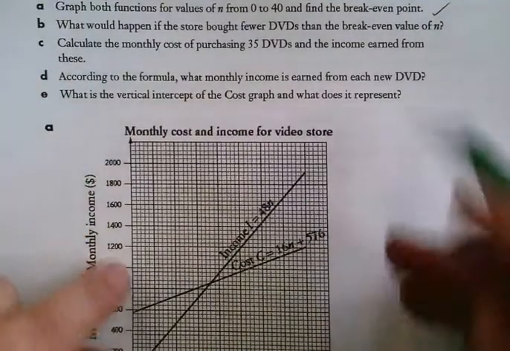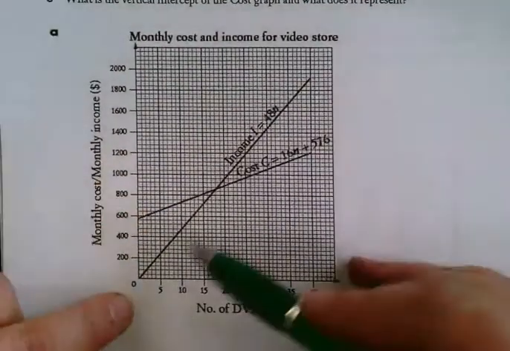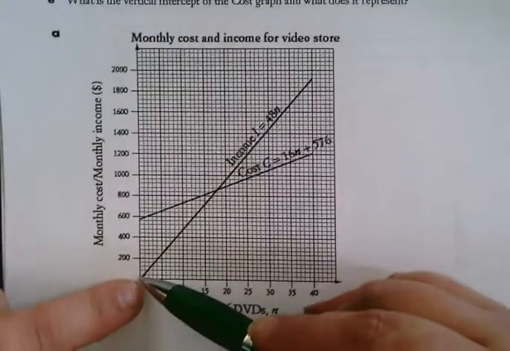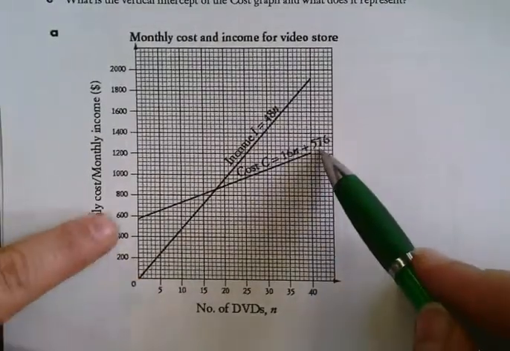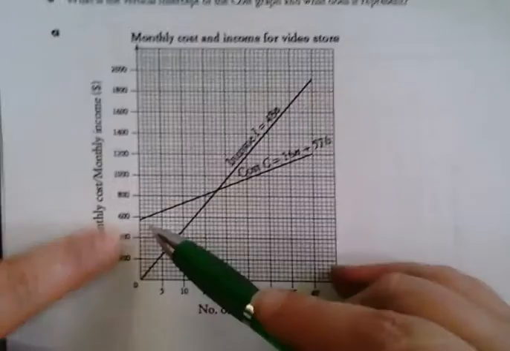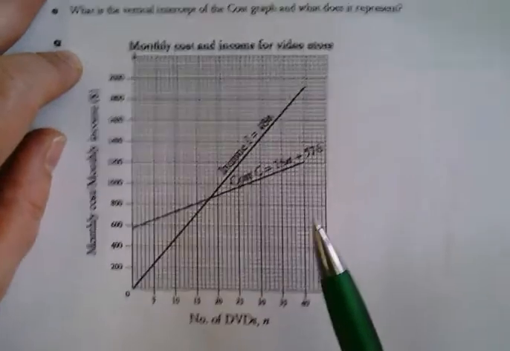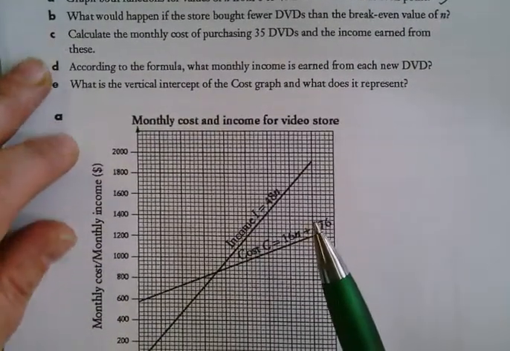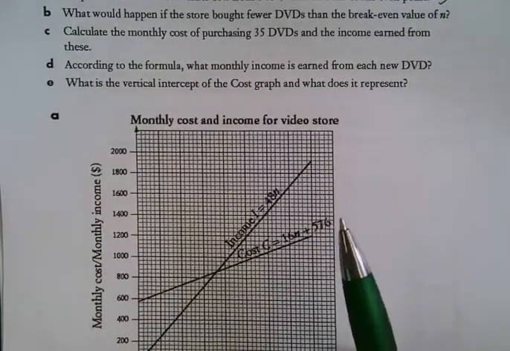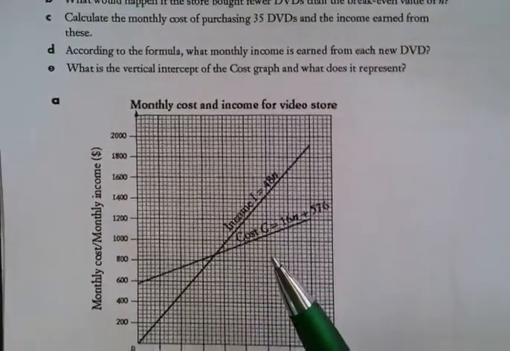So both functions have been graphed. Notice the 48N has no y-intercept. It starts at 0. And the y-intercept for the 16N plus 576 is at 576. Now, the first question is, what would happen if the store bought fewer DVDs than the break-even value of N?